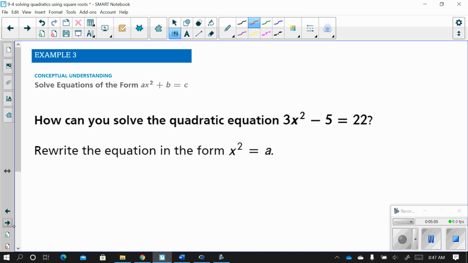Again, let's make it a little bit harder. Notice we still just have x squared. The only time we can do square roots is if it's just x squared. Notice there are no plain old x's. So again, get the square root, get the x by itself.